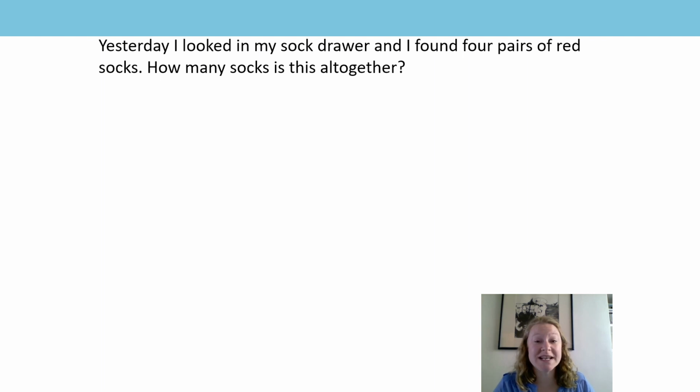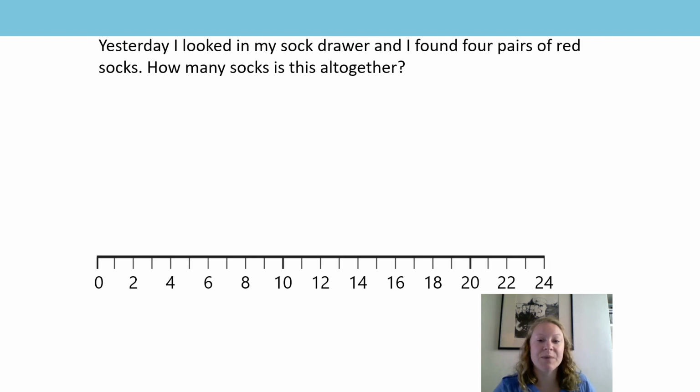So we're dealing with counting in groups of 2, or our 2 times table. So let's get a number line out to help us with this. We're going to count in our times table. So are you ready? 1 2 is 2, 2 2s are 4, 3 2s are 6, 4 2s are 8. So we've got our 4 pairs of red socks, so our total is 8.